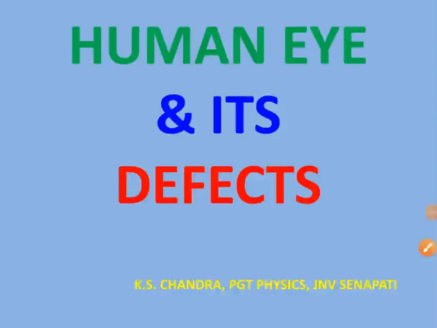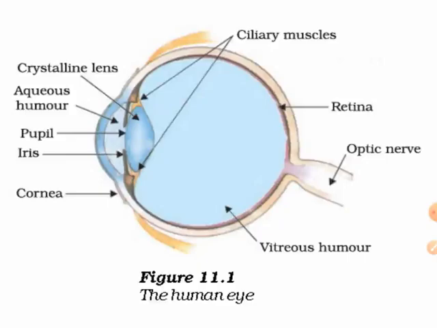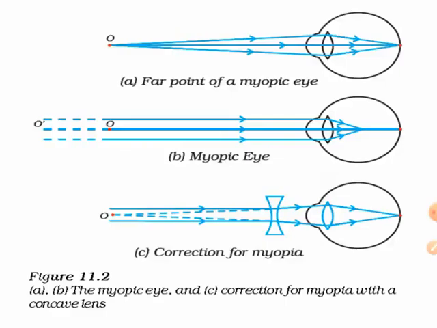Welcome to physics class on the human eye and its defects. Now let's go to those defects of the eye. The first one is known as myopia.